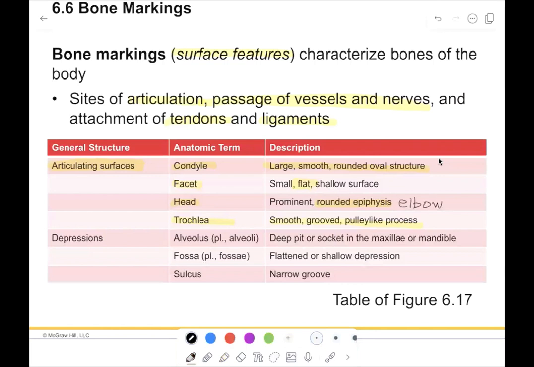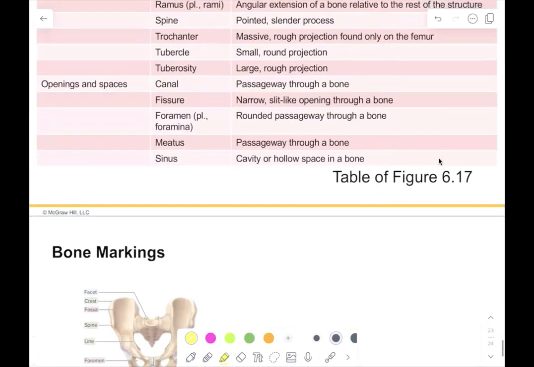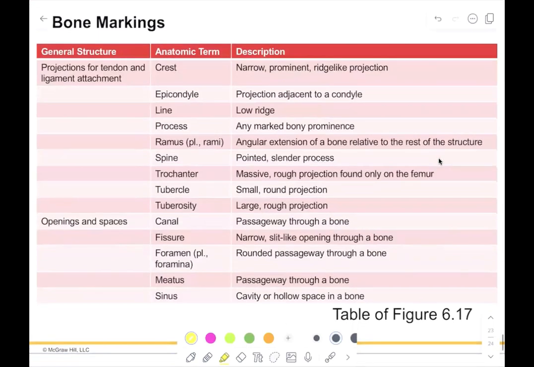The next group of bone markings are depressions, one of which is an alveolus, a deep pit or a socket. These are found in the maxilla and mandible as sockets for the teeth. Fossa, plural would be fossae, and they are flattened or shallow depressions. And a sulcus is a narrow groove. The rest of the bone markings are projections for tendons or ligaments and openings and spaces.